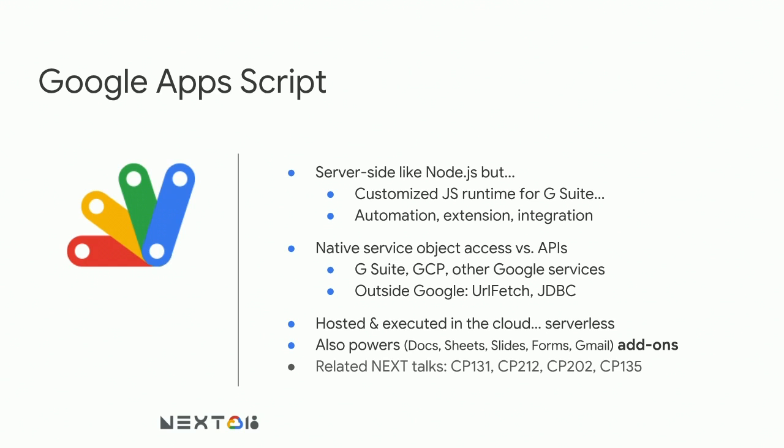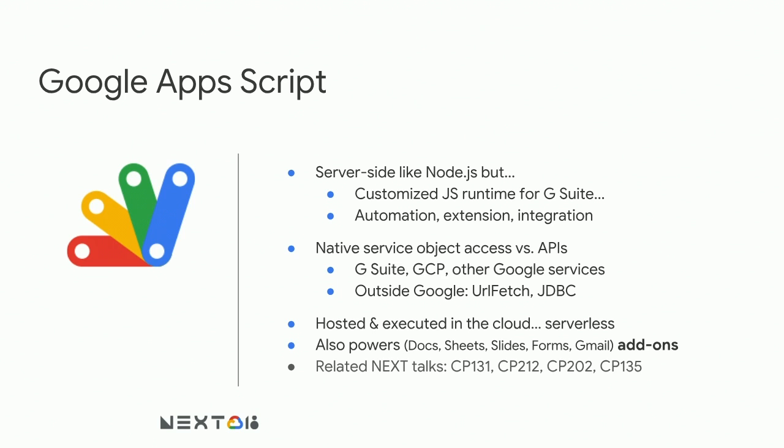Maybe your company has a well-known product, but you want to give them access to that product from within Sheets or Docs or Slides or Gmail or anything like that. So add-ons allows you to do that. Okay, so it's native service object access versus using APIs. So what that means is that instead of having to worry about OAuth, thinking about how to use HTTP to talk to an API, they're just objects that are already there available for you in App Script. So if you want to talk to a Google Sheet, you would do spreadsheet app dot and then the name of the method that you want to call.